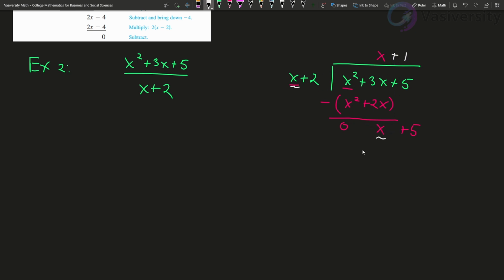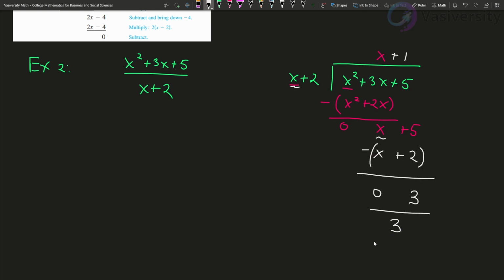So then 1 times x, that's minus x, and minus 2. So we're subtracting this. And x minus x, 0. 5 minus 2, that's 3. So our remainder is 3.